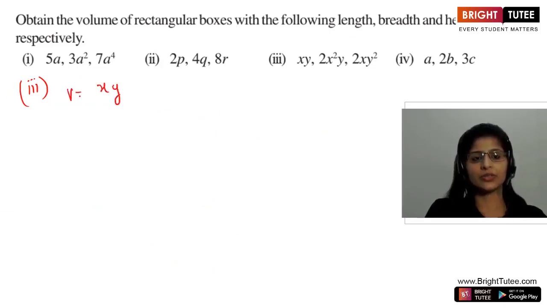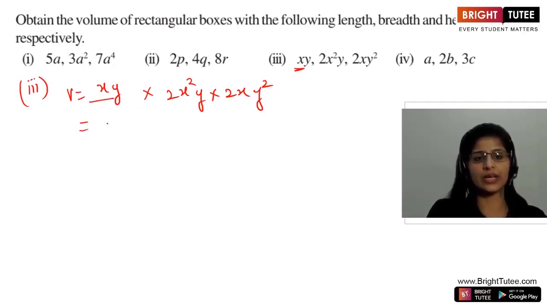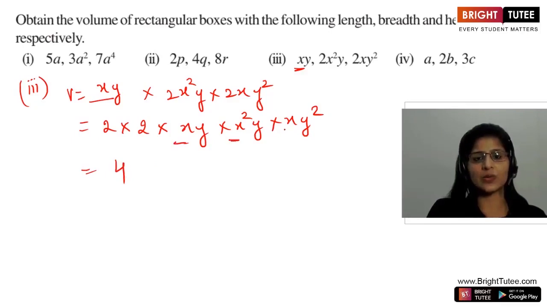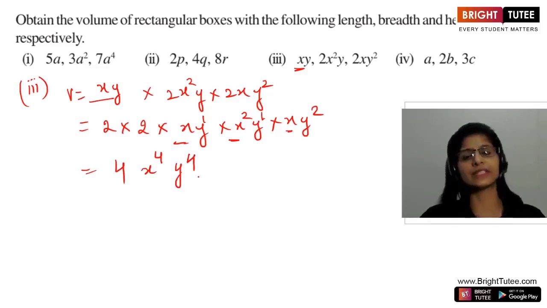For the volume, xy is the length given, the breadth is 2x square y and the height is 2xy square. So we have no coefficients here, that is 1. So multiply 2 with 2 into xy into x square y into xy square. So 2 into 2 is 4. X square and x, how many times x do we have? 4 times. So x to the power 4 and y into y square. So 1 and 1 is 2, and 2 is 4. So y to the power 4. You know whenever same bases are there in multiplication we add the powers.